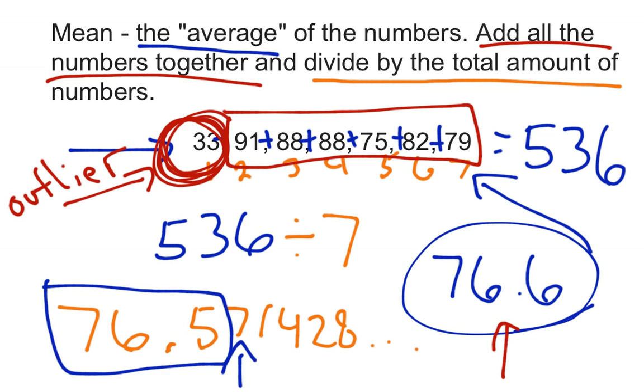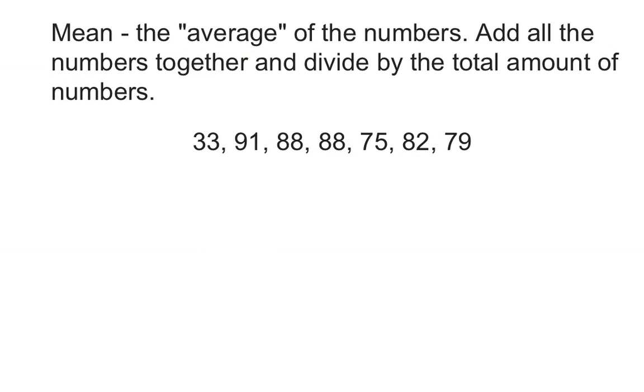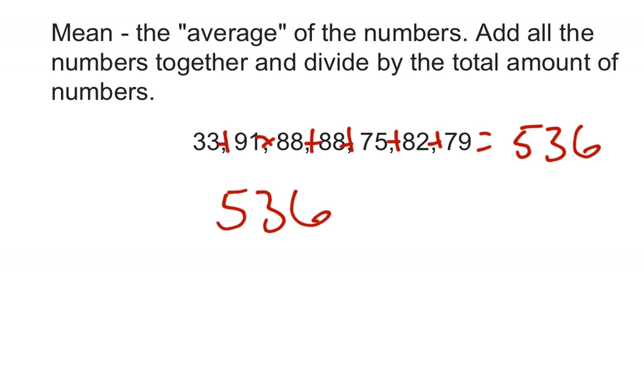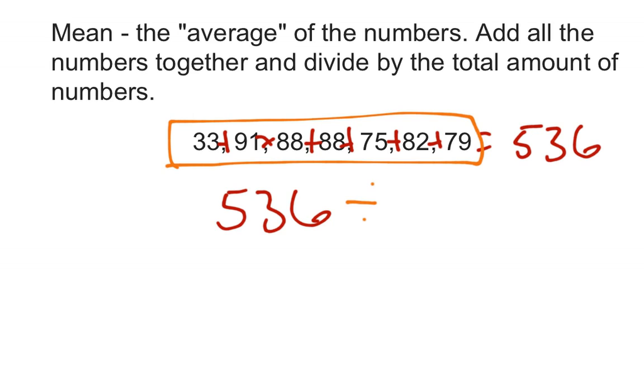I'm going to clear the ink here for a second and show you one more time. To find the mean, what we simply did was add all of these numbers together. We added them to get 536. Then we took that 536 and divided by 7, because there are 7 numbers here.